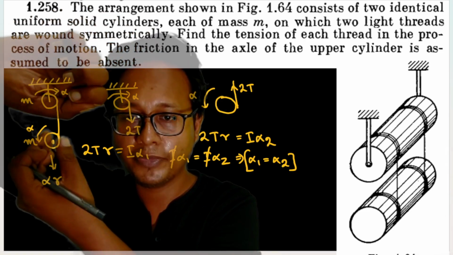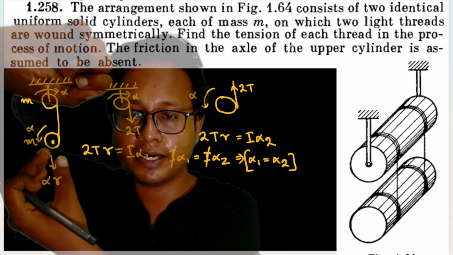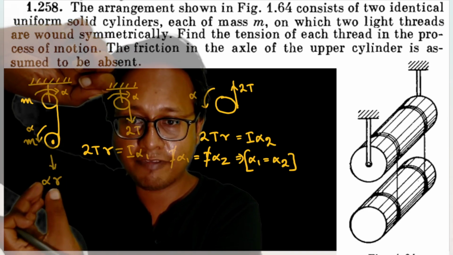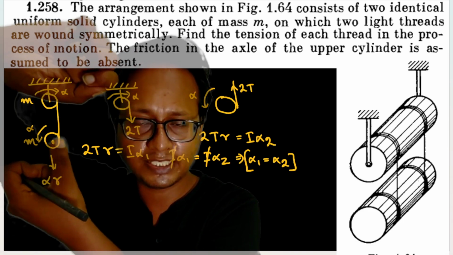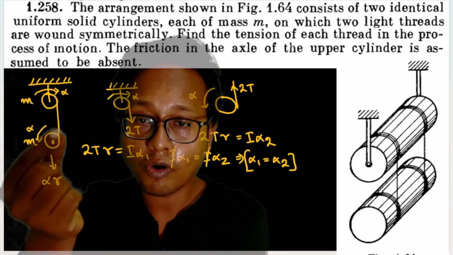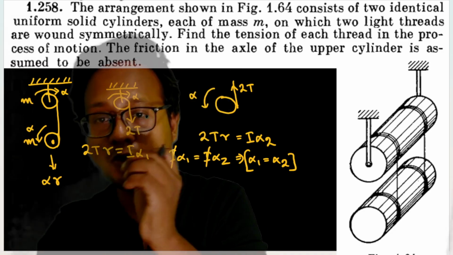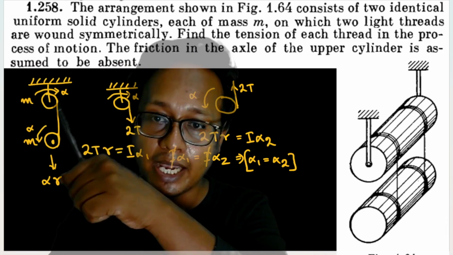I'm just holding this one and just letting this one go. So this one would rotate. If this rotates with angular acceleration alpha, the acceleration at the center is nothing but alpha into r. So this is the instantaneous axis of rotation. But the problem here is that the rope is also coming down as this upper cylinder rotates. So my problem is, what is the acceleration of the rope at this point?